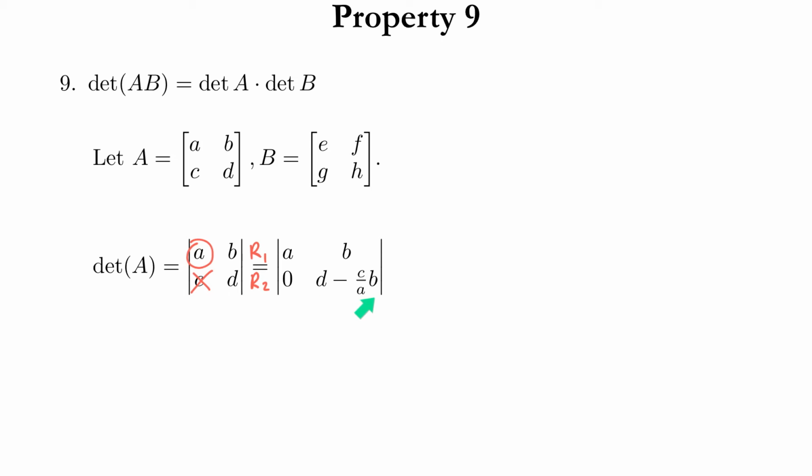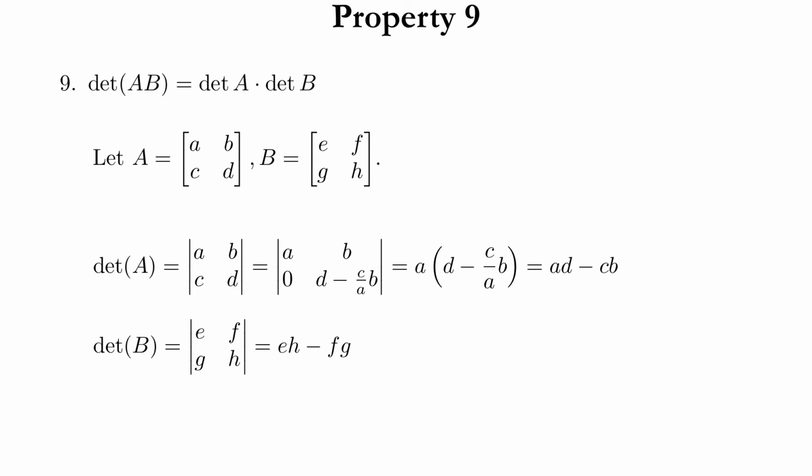So here we have the determinant of an upper triangular matrix, so all I'm going to do is multiply the diagonal entries. So we get a times (d minus c over a times b), and this gives us ad minus cb. If you want a way to remember this, you multiply the diagonal entries a times d, and you subtract the product of the off-diagonal entries c times b. Using this observation, we can say that the determinant of B is simply e times h minus f times g.